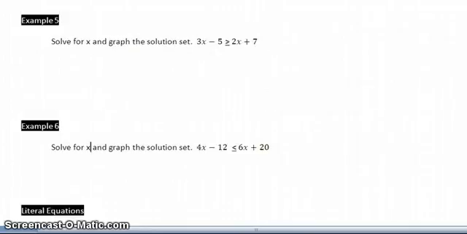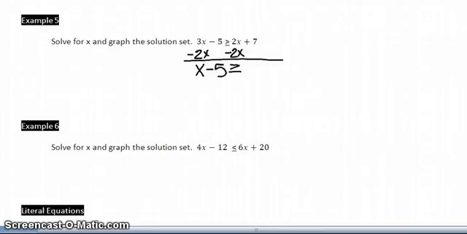Okay, solve for x and graph the solution set of 3x minus 5 is greater than or equal to 2x plus 7. We still need to isolate our variables, get them all on one side and all of our numbers on the other side. So in this case, I can either subtract 3x from both sides or subtract 2x from both sides. And since I happen to like my variables on the left, I'm going to subtract 2x from both sides. So 3x minus 2x is x.